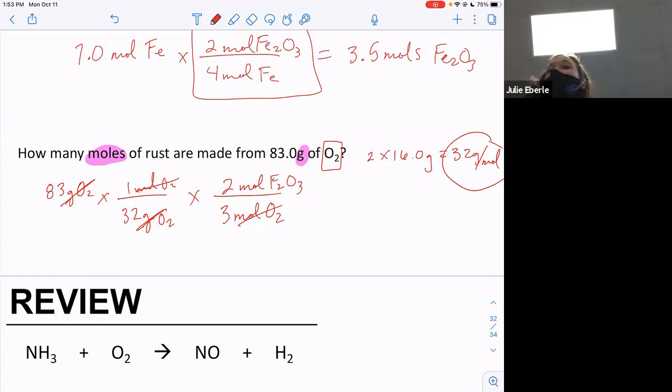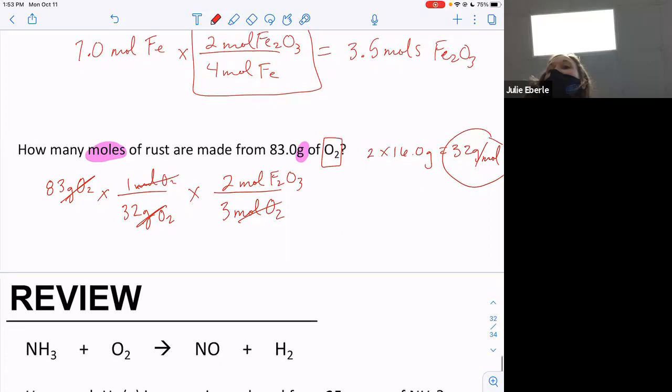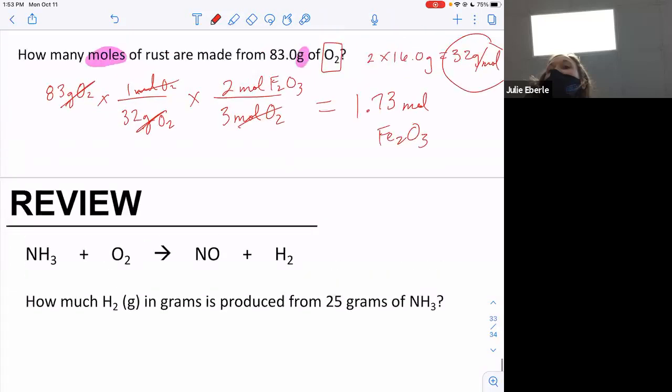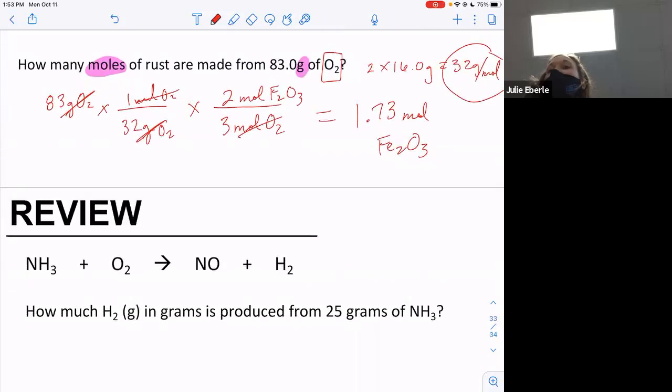And then we actually did the 3-step problem in class. What's my answer though? 83 divided by 32 times 2/3. 1.73 moles of Fe2O3. There you go. Okay. And then this one, I can leave that there for a second. This next one is a full 3-step.